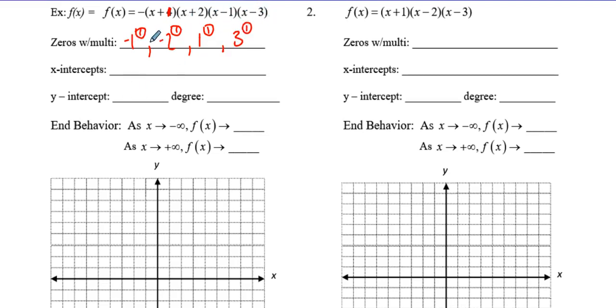Okay, now I can turn all of these zeros into x-intercepts by just writing them like a point. Negative 1, 0. Negative 2, 0.